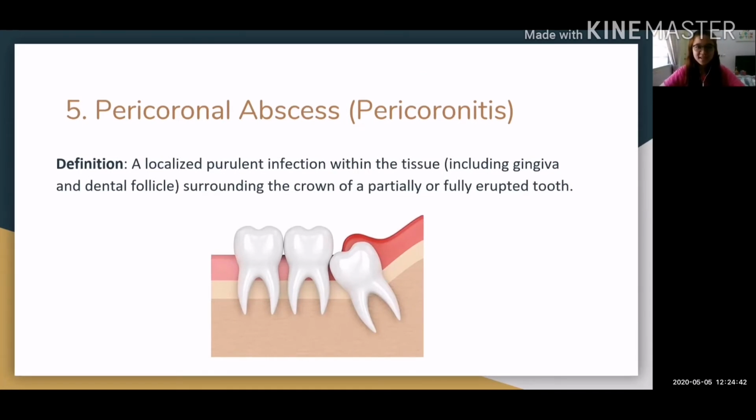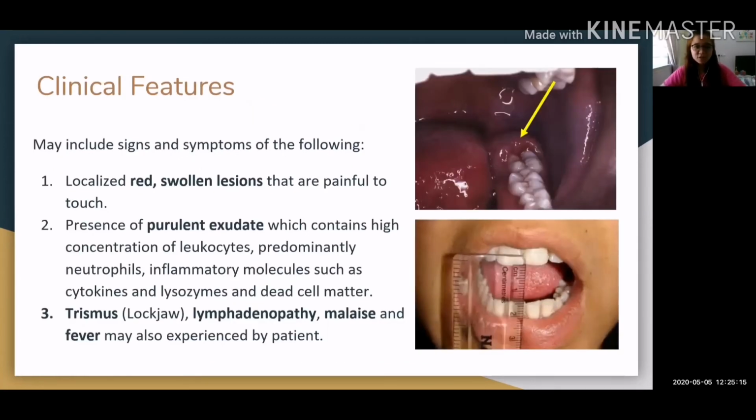My name is Chang Chiwei, and now I'm going to continue with pericoronitis. Pericoronal abscess or pericoronitis is defined as an inflammation within the tissue, which includes the gingiva and dental follicle, that surrounds the crown portion of a partially or fully erupted third molar. The cause of pericoronitis is basically the formation of a gum abscess by the entrapment of food debris under the gingival flap. And now I'm going to talk about the clinical features of pericoronitis, which may include signs and symptoms of the following.